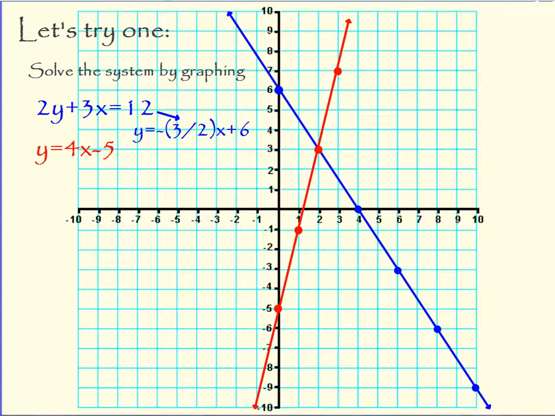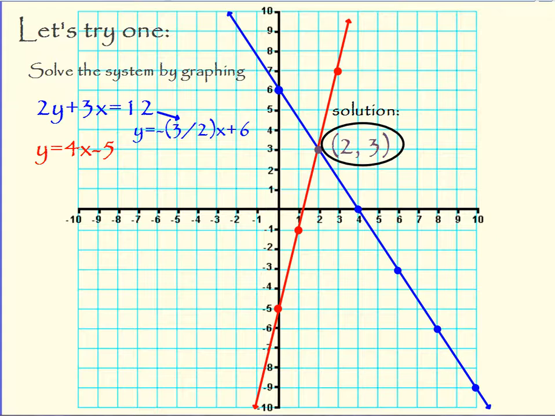In a system, we're looking for the point where the two lines meet. And these two lines meet at the point (2, 3). That point is our solution. When you're asked for the answer, you actually write the point, parentheses, comma, and everything: (2, 3).